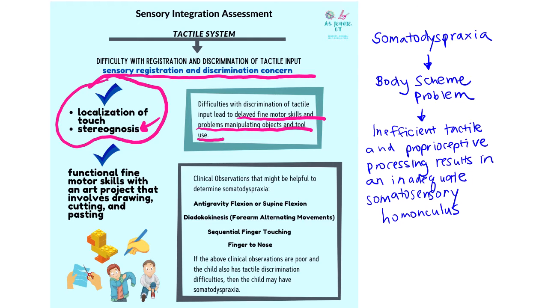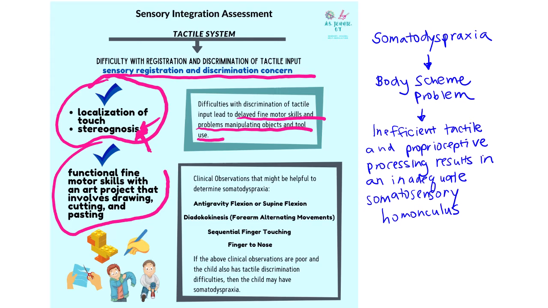And I definitely think this is very important to assess, because you will see that students who struggle with stereognosis and just really manipulating that object, knowing what it is, it does definitely influence their manipulation of objects and their grasp.